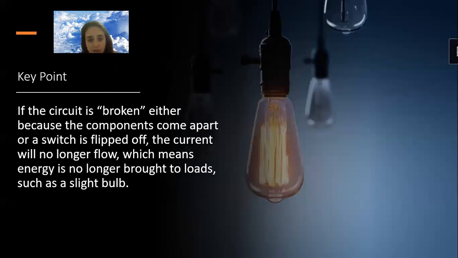So a key point for today, also write this into your notes, is that if a circuit is broken, either because the components come apart or a switch is flipped off, the current will no longer flow, which means that energy is no longer brought to the loads, such as the light bulb. This word load is the thing that you're trying to power, basically. So in the circuits that we saw, our loads would be considered the light bulbs.